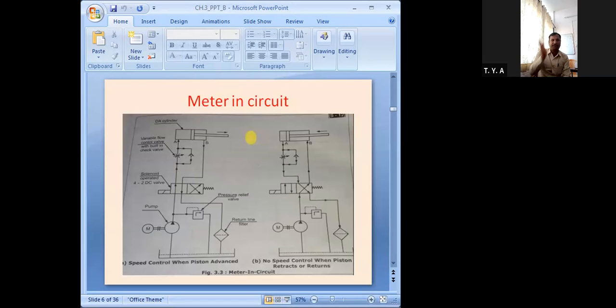So the first is speed control when the piston advances, meaning extension happens, and the second is no speed control when the piston retracts or returns to its original position. So this is a circuit diagram of the meter in circuit.